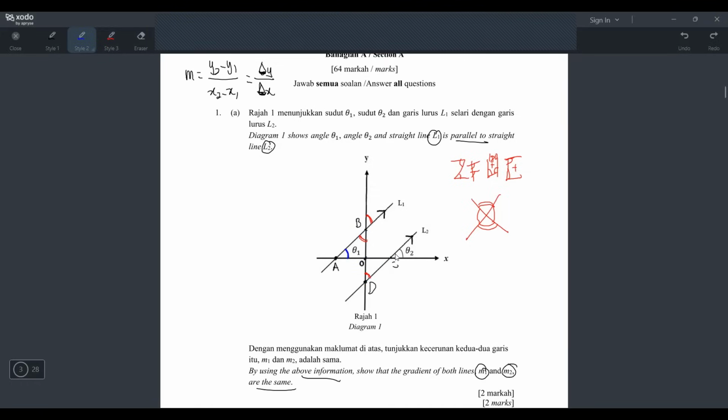So what we can do now is I'll use blue color to write here, to indicate that this blue angle is the same, right? And guess what is the angle here? It's 90 degree, right? It must be 90 degree because this is the y-axis, right? And this will be 90 degree also.